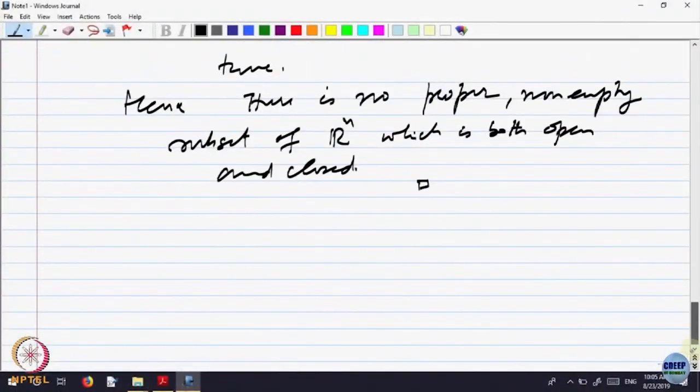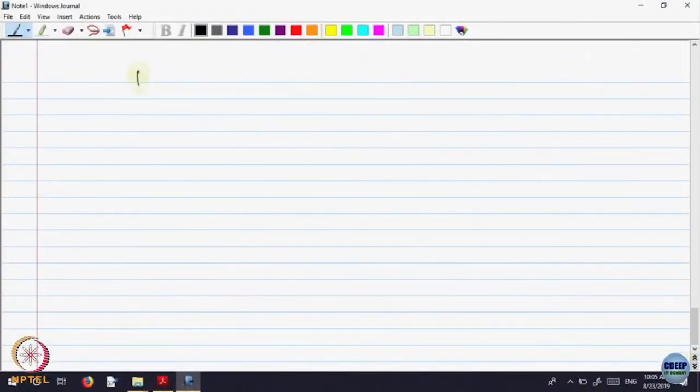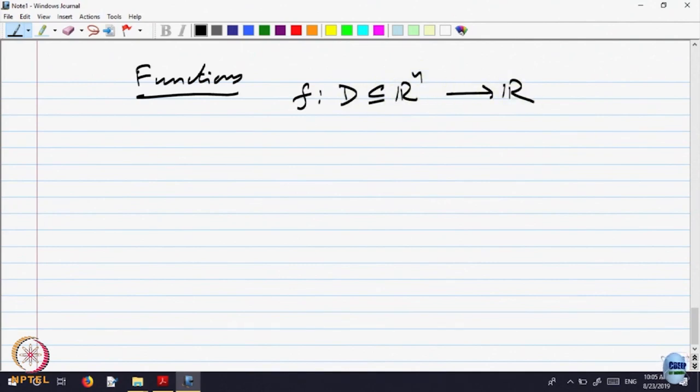So now let us start looking at functions defined on the real line. We are going to look at functions f, which will be defined in some domain, a subset of say Rn, to R. To motivate that, let us look at the following situation.